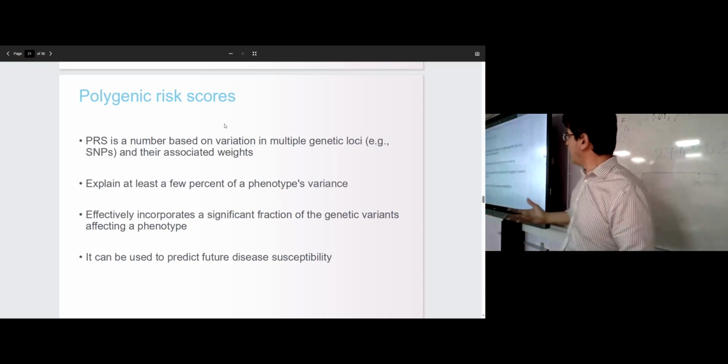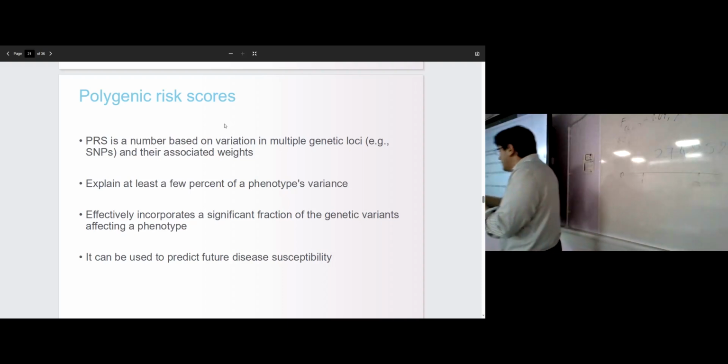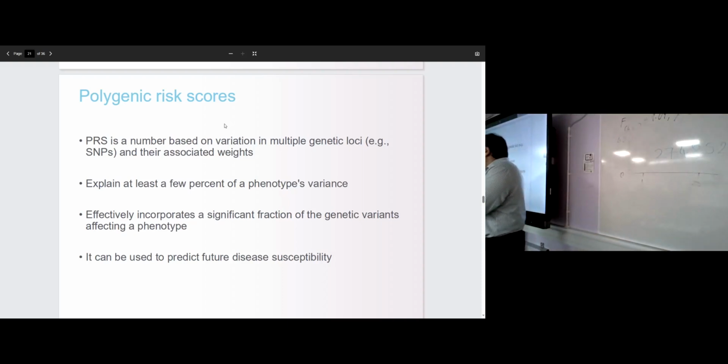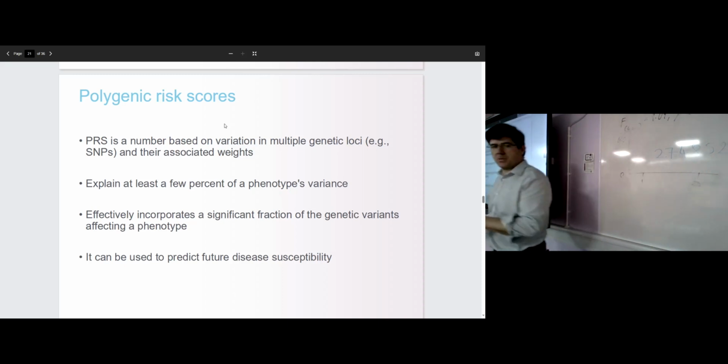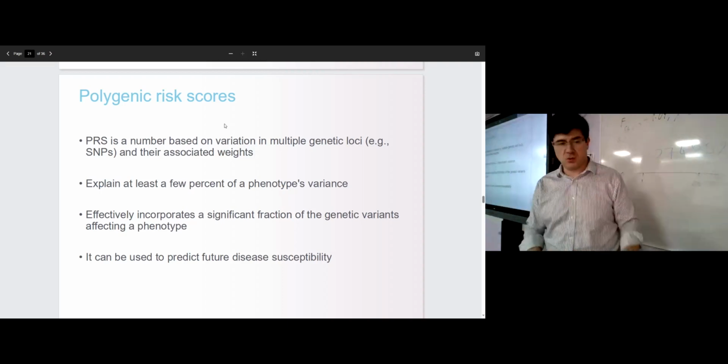So polygenic risk scores allow us to sum all of the weights of the different allele contributions, of the different variant contributions that we observed in a patient, and then it allows us to see whether a patient is high risk or low risk by summing, as I said, the presence of all weighted variants that we observe in a patient. And they're very useful to help stratify high-risk individuals.